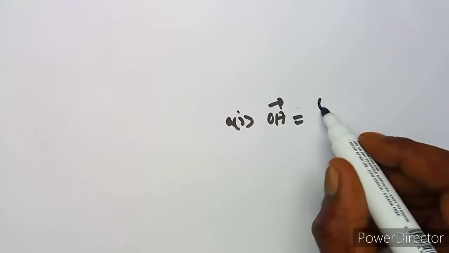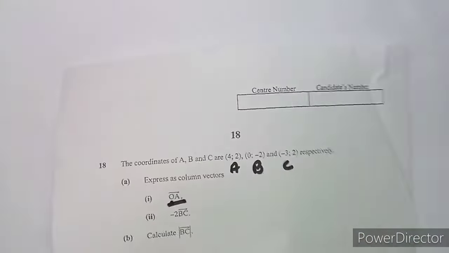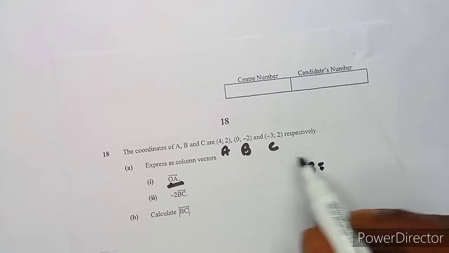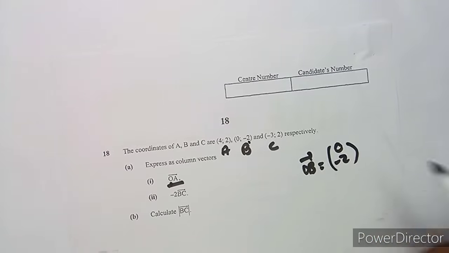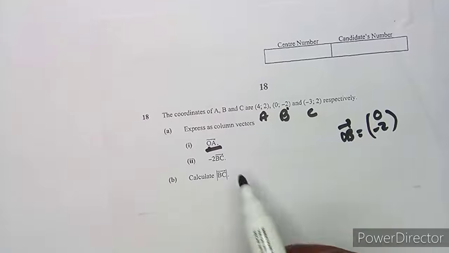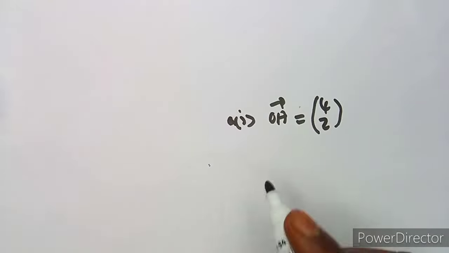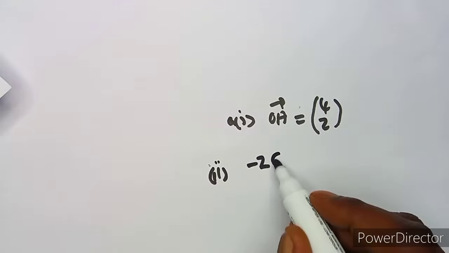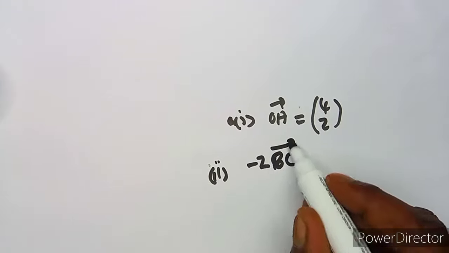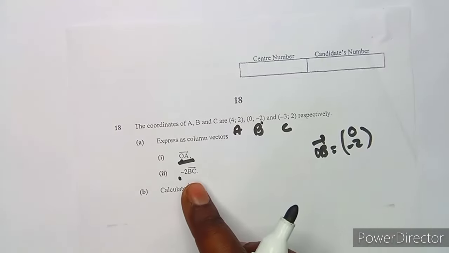So our OA is just 4, 2, just rewriting the same point as a vector. If it was OB, I'm just going to take point B and write it as a column vector, just like that. Then here we're asked to calculate minus 2BC, which means there's something that has to do with BC there, so I have to find BC first. How can I find this BC?